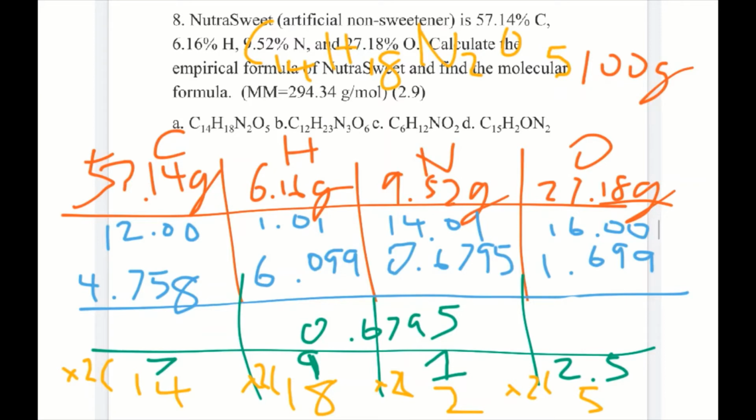Now let's calculate the molar mass of this. So 14 times 12.01, plus 1.01 times 18, plus 2 times 14.01, plus 5 times 16, and I get a molar mass of 294.34. Now that actually exactly matches the molar mass of the molecular formula, so as a result we don't have to scale it up, because the empirical formula's molar mass is equal to the molecular formula's molar mass. Thus our answer will be, it seems like A will be our answer.